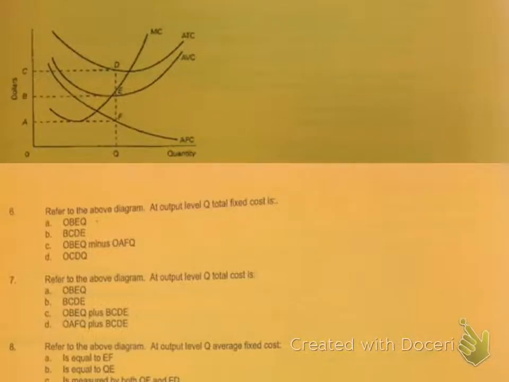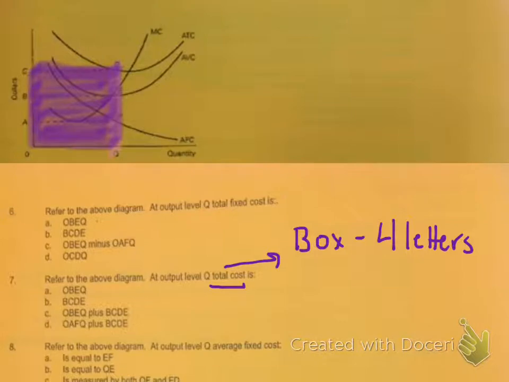Looking at number 7 now, number 7 is asking us for total cost. So total cost, we're going to do the same thing. We're going to find our anchor line, identify where that average total cost curve crosses the anchor line, and then since it's total, we're going to look for a box. So this would be the box that we're looking for. The only problem is that when we look for box OCDQ, we don't get an OCDQ. But what we do get are these two other options that ask us either OBEQ plus BCDE, which is possible, or OAFQ plus BCDE. Since choice D gives us a kind of a blank in the middle, that's not going to be the total amount of our fixed costs. So the answer to this one is C.